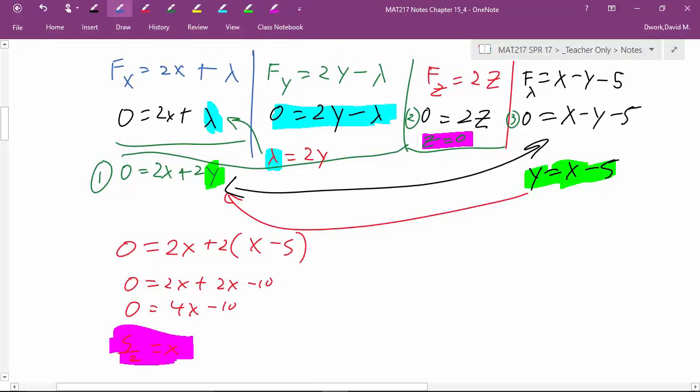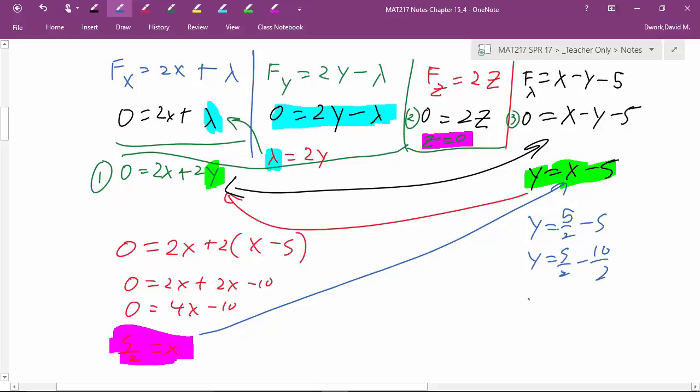I can work backwards, going back, and replace that with 5 halves. So I have y equals 5 halves minus 5. So that would be what? 5 halves minus 10 halves. So that'd be y equals negative 5 halves. So now I know x is 5 halves, y is negative 5 halves.